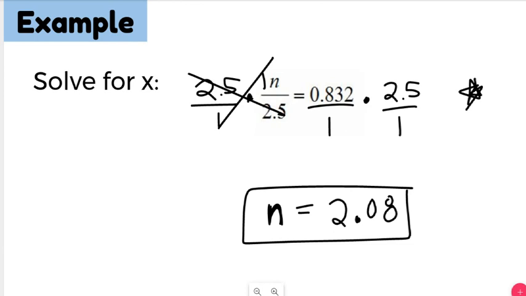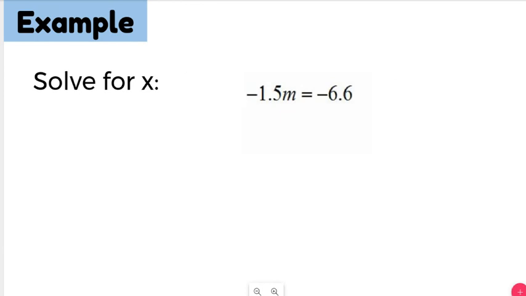Got two more. Next example here. Remember, go through our steps. Nothing to simplify. Don't forget your goal: m equals what? This is going to become 1. There is no addition to undo, so we go to undoing the multiplication, which means this negative 1.5 over 1, I need to multiply by the reciprocal on both sides.